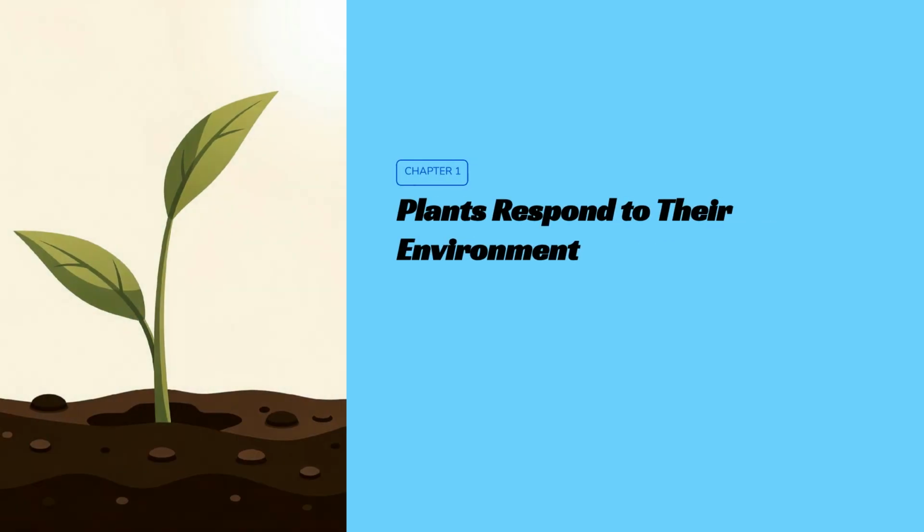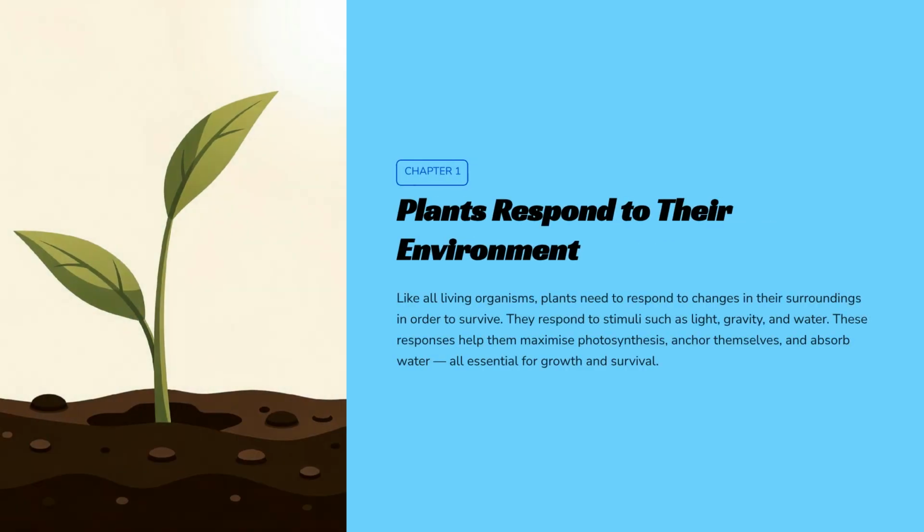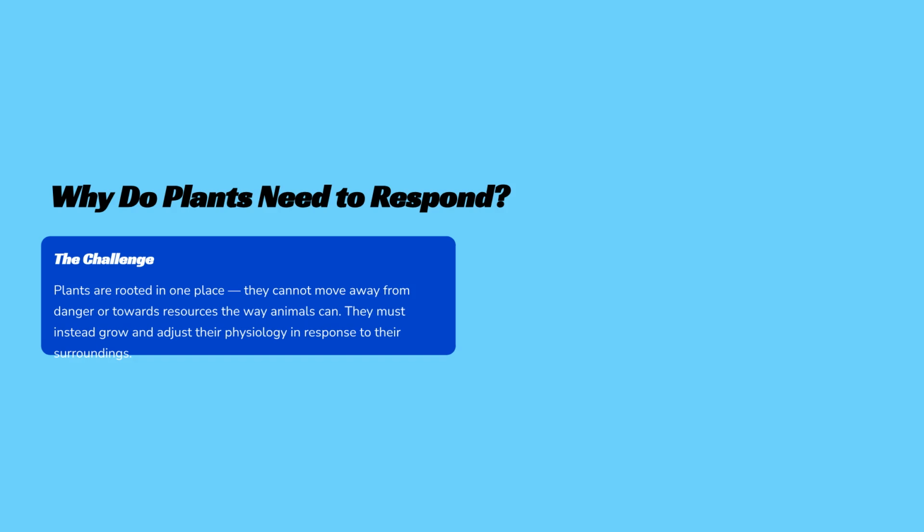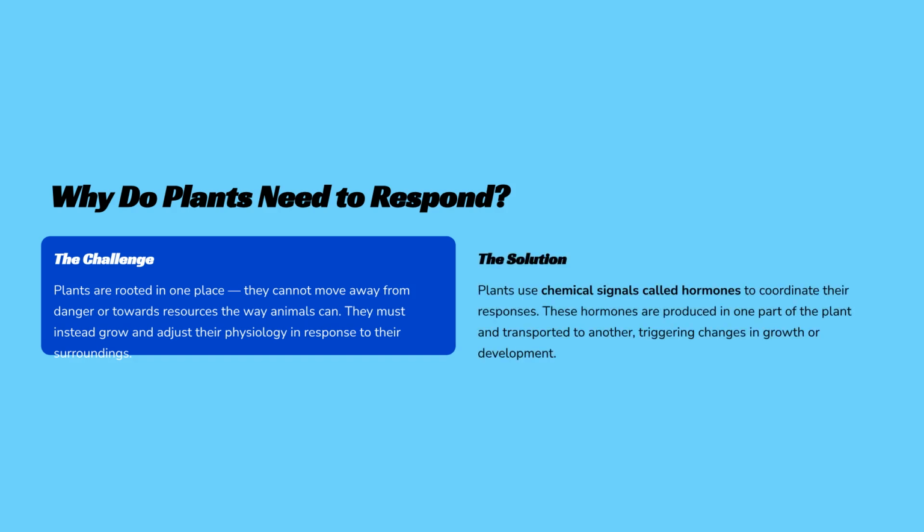Chapter 1 focuses on how plants respond to their environment. Like all living things, plants must respond to changes to survive. They react to stimuli like light, gravity, and water to maximize photosynthesis, anchor themselves, and absorb water. Since plants are rooted in place, they can't move away from danger or toward resources. Their solution is to use chemical signals called hormones.